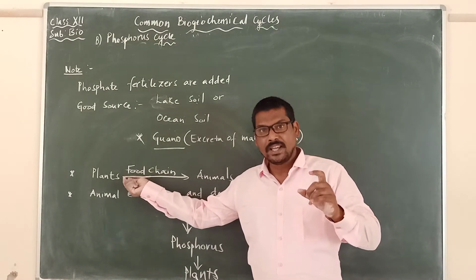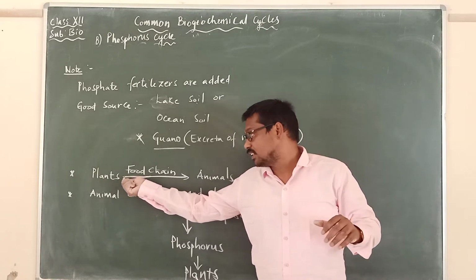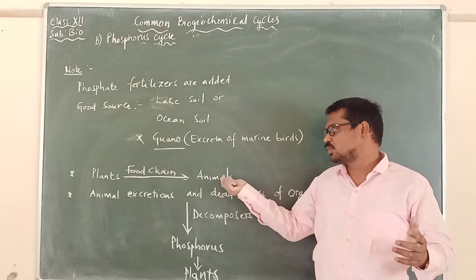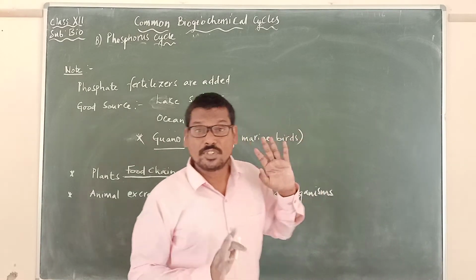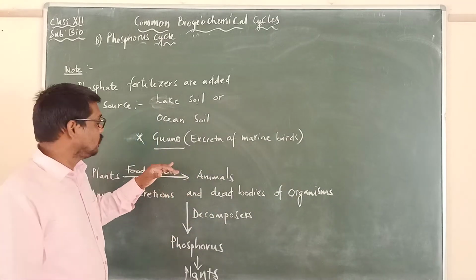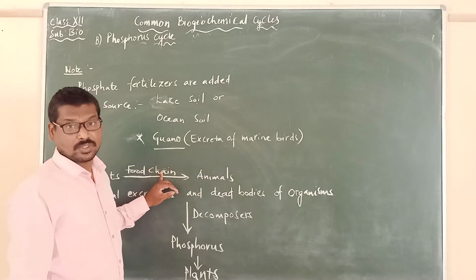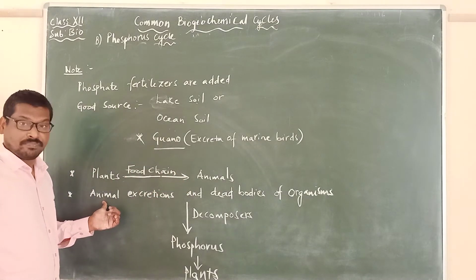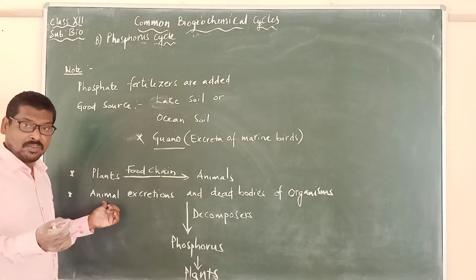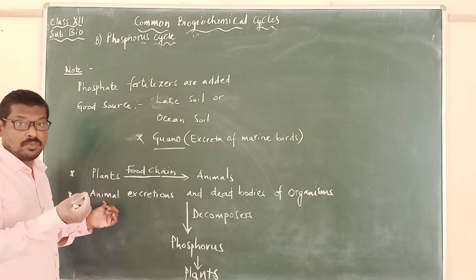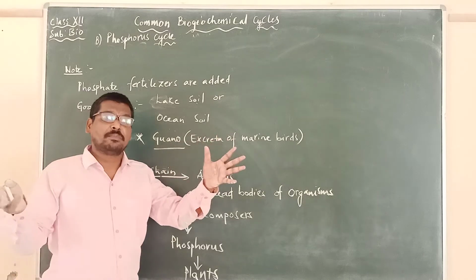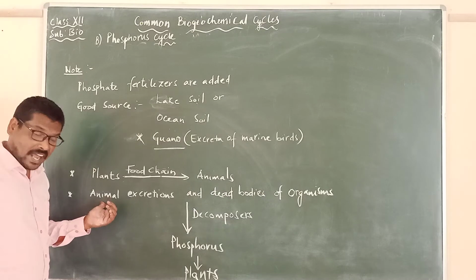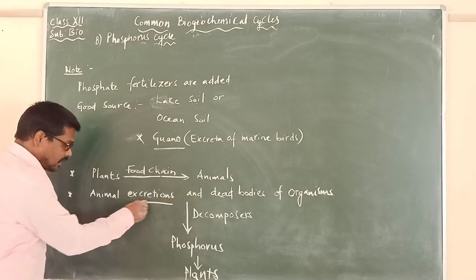Now that organic form of the phosphate enters various food chains through what? The animals. Through the animals, it enters into various food chains. So here, animal excretions, another point. We said the organic form of the phosphate is taken up by different types of animals in different food chains.